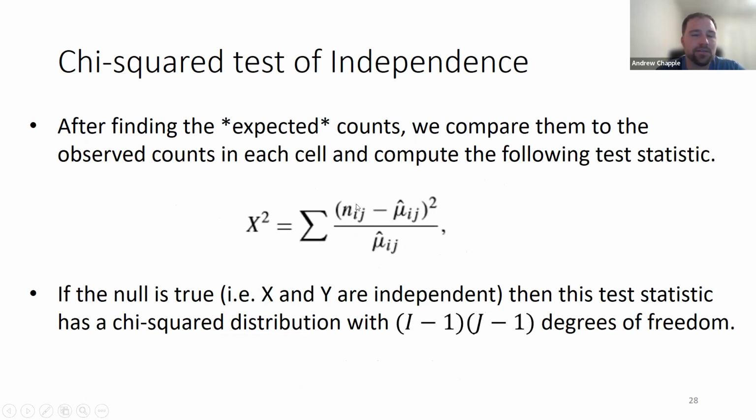And then N_ij, these are our actual observed counts. My test statistic is just going to be the sum of the squared difference between the N_ij's and the mu_ij hats, squared, over the mu_ij hat. When the null is true, i.e. X and Y are independent, then this test statistic has a chi-squared distribution with (I minus 1) times (J minus 1) degrees of freedom, where I is the number of rows, J is the number of columns.